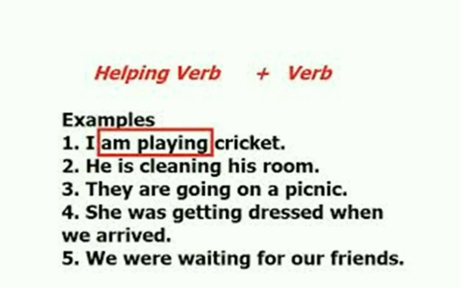Now, helping verb plus main verb, if you see, that gives a perfect meaning to the sentence. Examples: I am playing cricket. Am is helping verb. Playing is main verb. Am playing. He is cleaning his room. Here is is helping verb. Cleaning is main verb. They are going on a picnic. Are is helping verb. Going is main verb. Hope you understand what are helping verbs and main verbs here.